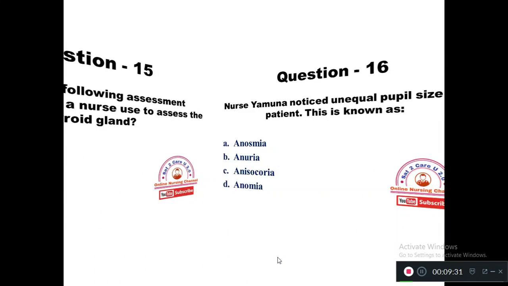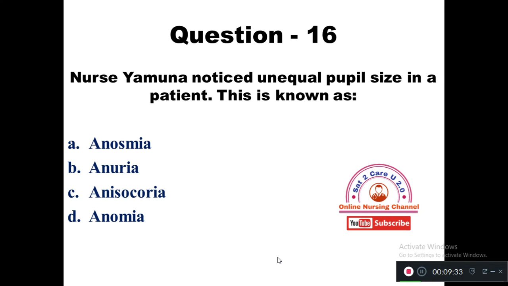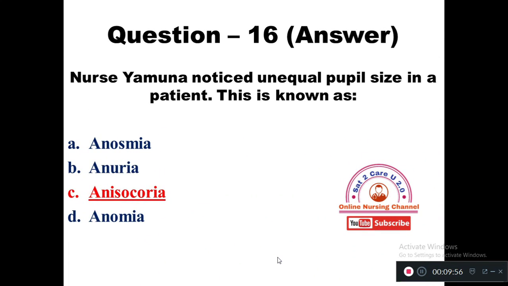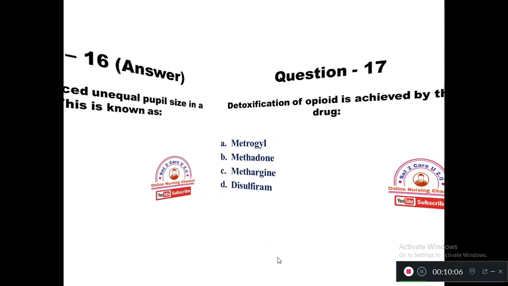Question number 16. Nurse Yamuna noticed unequal pupil size in a patient. This is known as A, Anosmia, B, Anuria, C, Anisocoria, D, Anomia. So unequal pupil size is termed as option C, Anisocoria. Anosmia is related to smell, anuria is related to urine, anomia is related to speech.